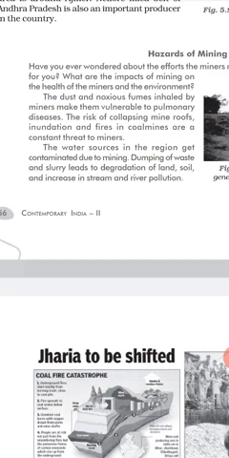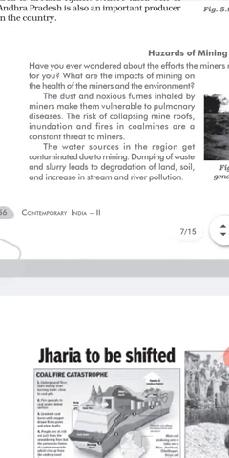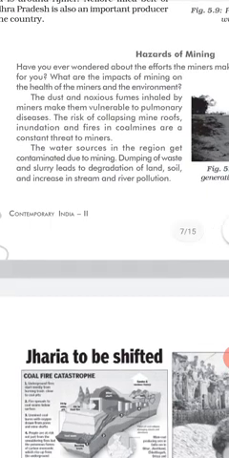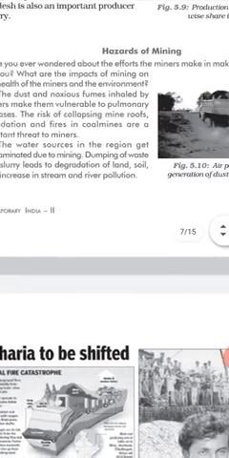The next one is the risk of collapsing mine roofs. Collapsing means coming down. Inundation and fires in coal mines are a constant, meaning regular, threat to miners. Threat means danger. The water sources in the region also get contaminated due to mining. The fourth one is dumping of waste and slurry, which leads to degradation of land and soil and increases stream and river pollution. So these are the hazards of mining, and you will write the question and answer: what are the hazards of mining.